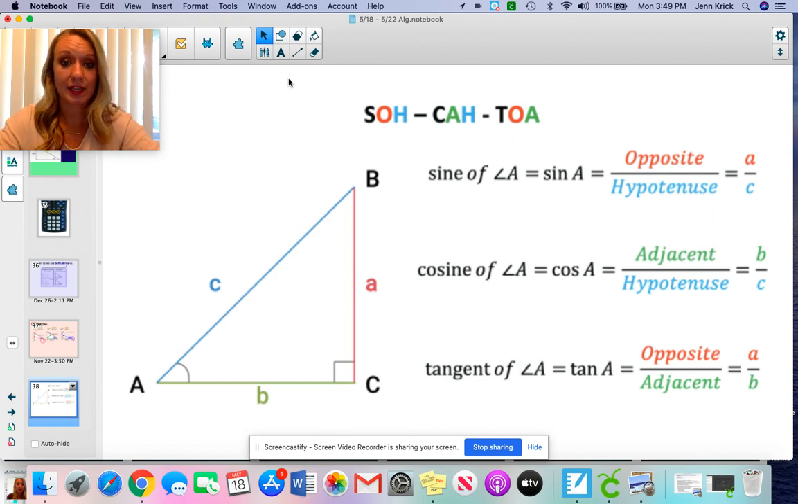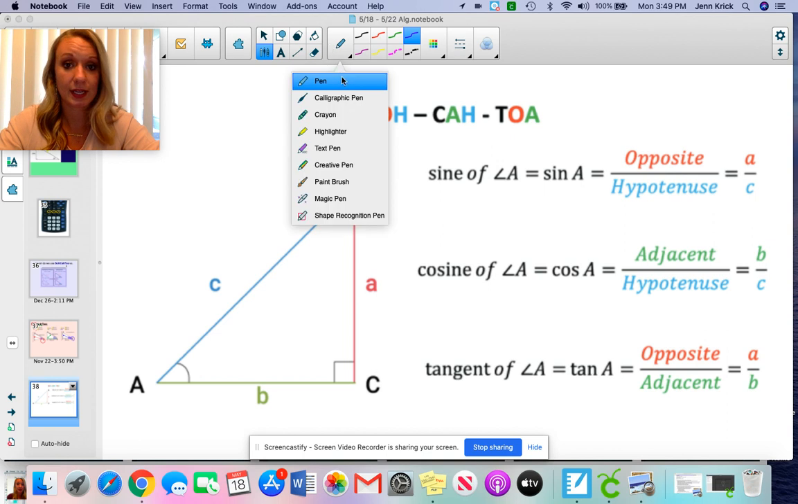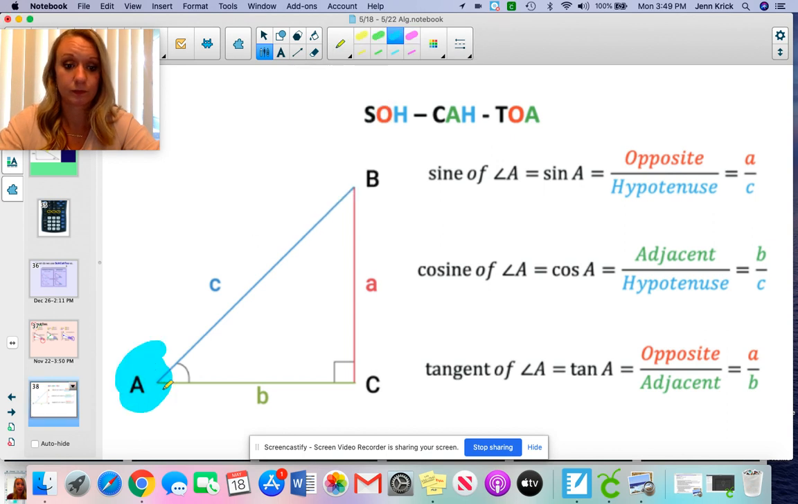If I'm looking at just angle A, the sine of angle A, if it's sine, that means I'm going to have opposite over hypotenuse, which would be A over C, because it's my opposite side over my hypotenuse. If I'm looking at the cosine of A, that's this part of my acronym, and I see AH. That means my adjacent side, it's next to the angle. So that's going to be B over my hypotenuse, which is C.